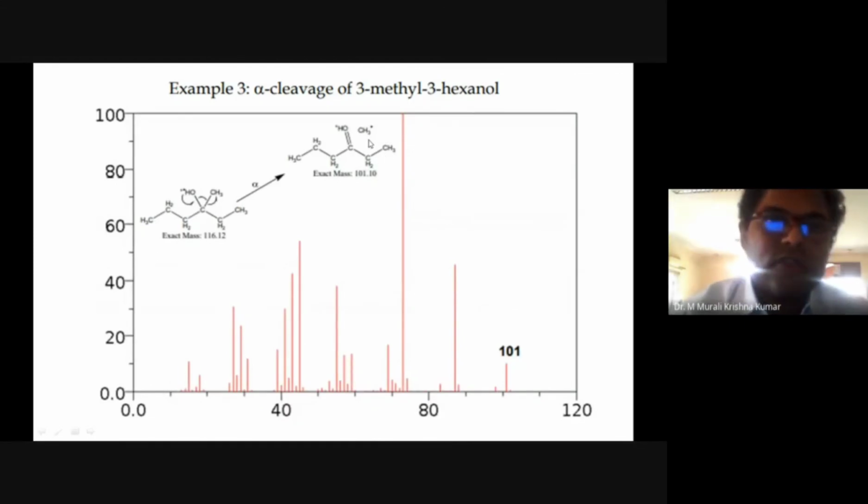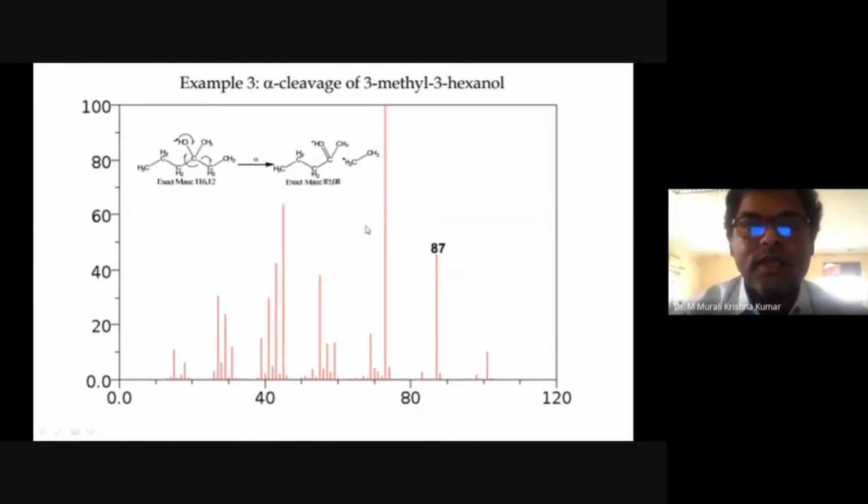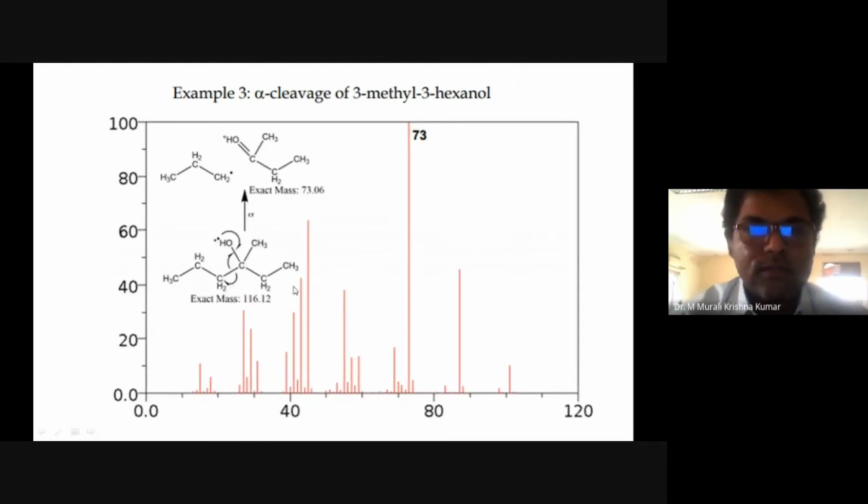If you follow Stevenson's rule, we need to remove the smallest free radical. So if you remove the methyl group, you are going to form C double bond OH plus. This is the ion that is going to be formed. That is 101. Then further fragmentation happens if you keep methyl and remove the ethyl free radical, then 87 is going to come. And if you go further and remove the propyl unit, you are going to get 73.